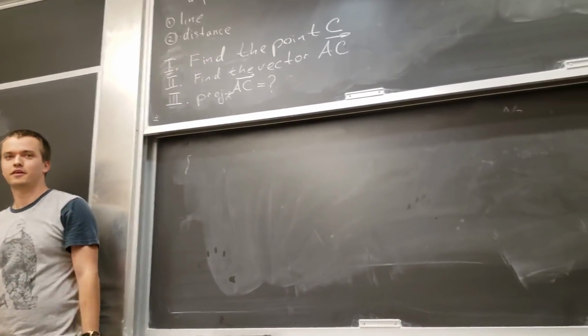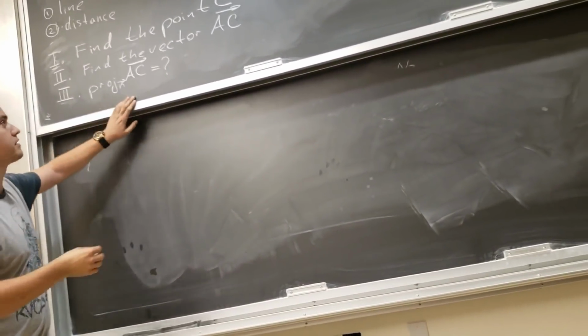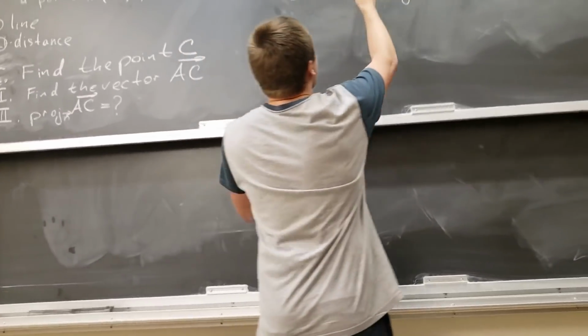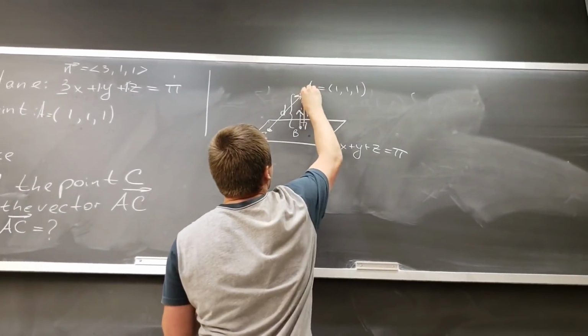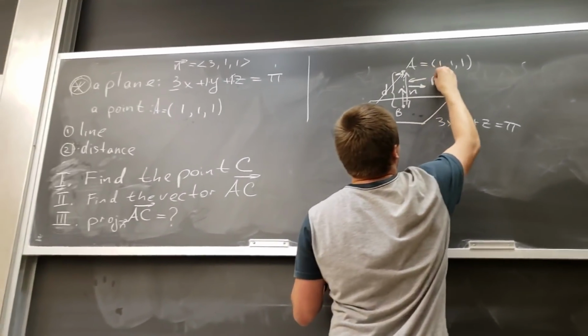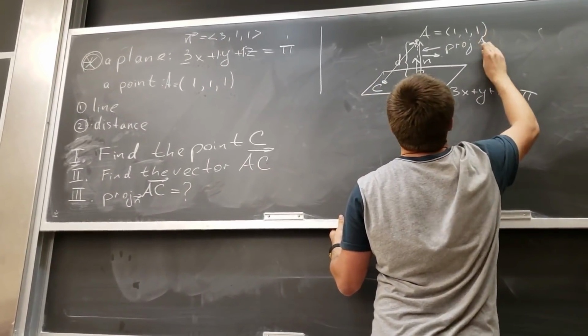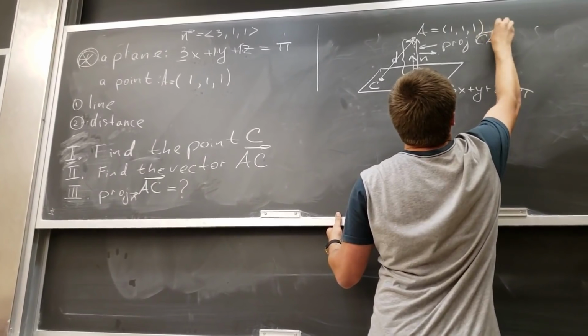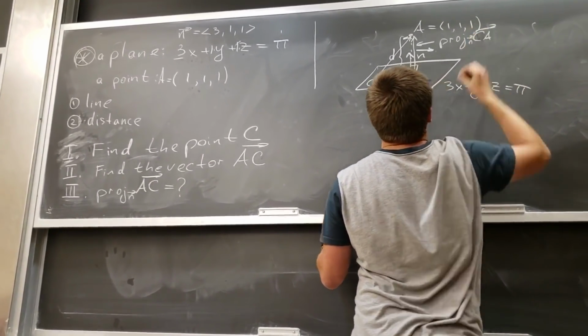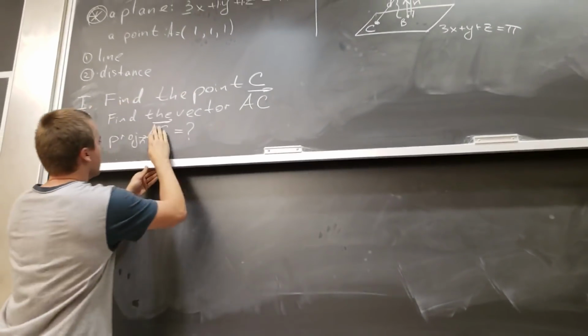What does number 3 say? Number 3 is saying that I'm going to find this vector. This vector is going to be my projection of CA onto n. This is CA.